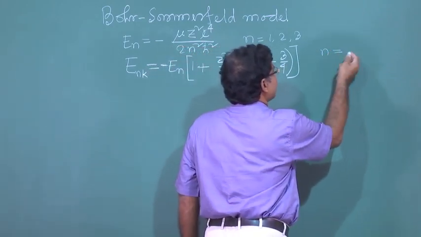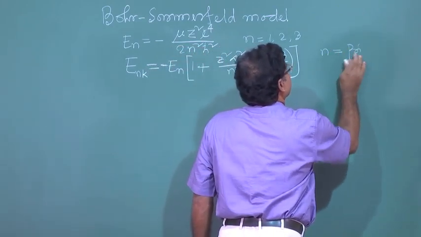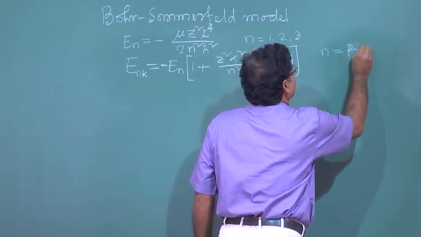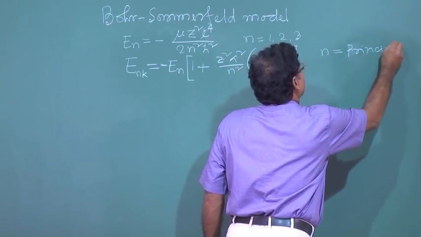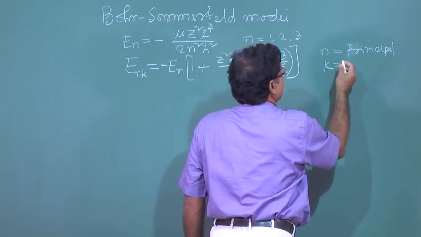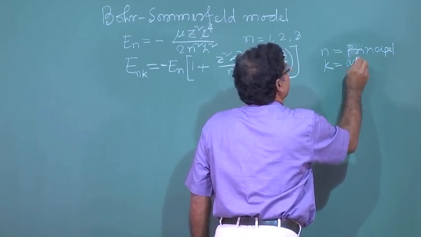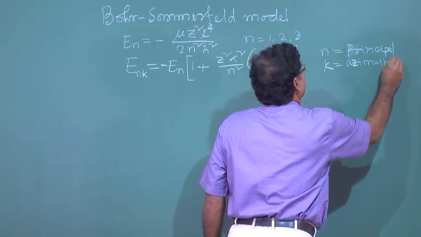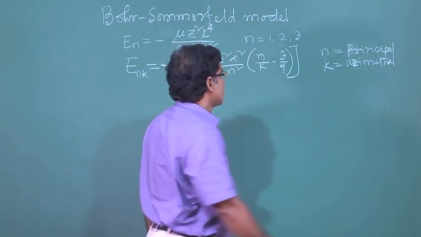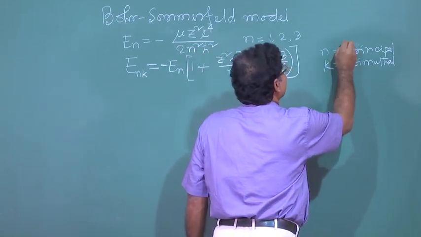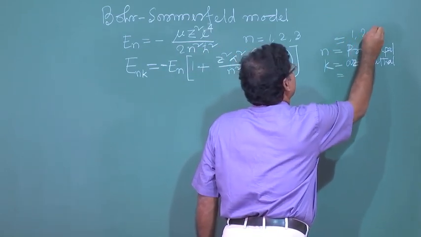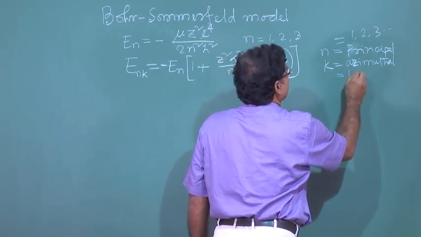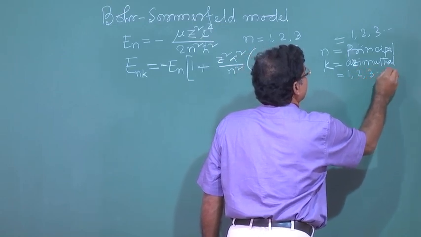So n is the principal quantum number, and k is the angular quantum number or azimuthal quantum number. The n value takes 1, 2, 3, 4, and the k value for a particular n takes 1, 2, 3 up to n.